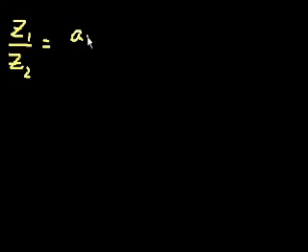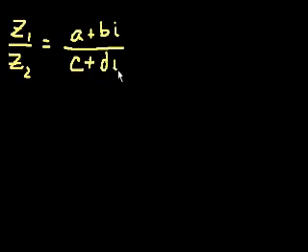Now the last operation, when you divide complex numbers, gets a little bit interesting and maybe a little unintuitive. So what happens if I divide z1 by z2? Once again, that equals a plus bi divided by c plus di. How do I divide this?